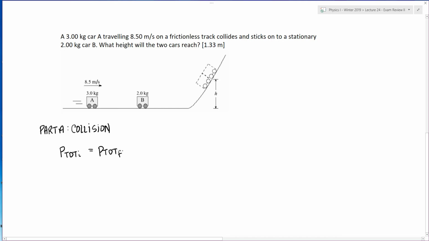The formula for momentum is mass times velocity. So we have the mass of A times the velocity of A initially, plus the mass of car B times the velocity of car B initially, is equal to, now they're stuck together, so the mass of the full object would be the mass of A plus the mass of B, times their final velocity. We're treating them as just one object. So first we're going to solve for this final velocity, so I'm just rearranging the formula.